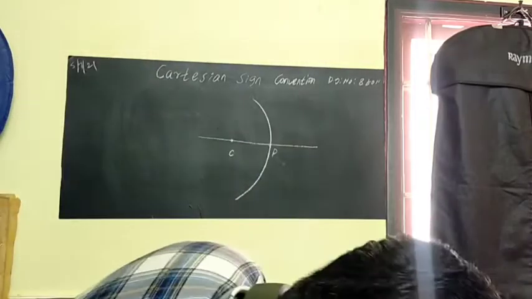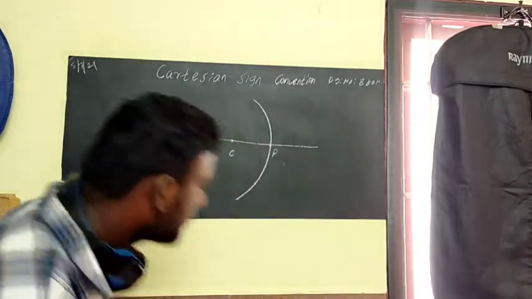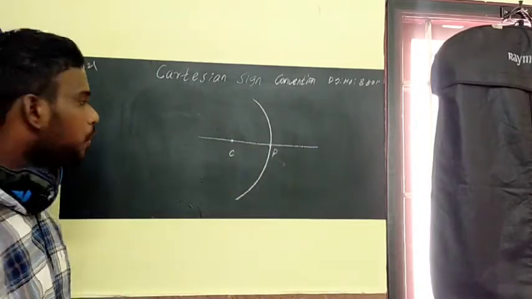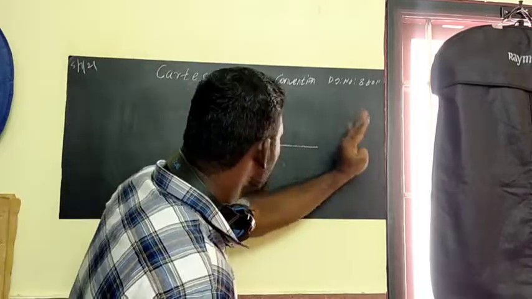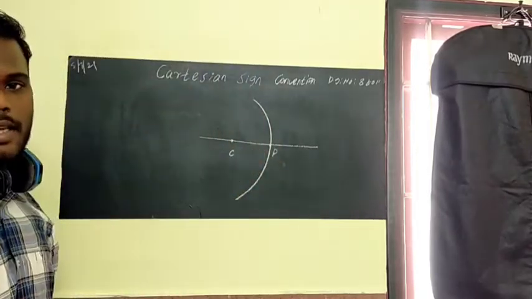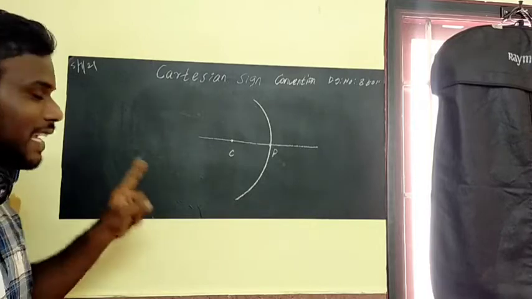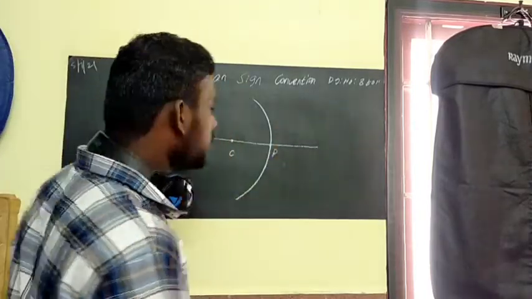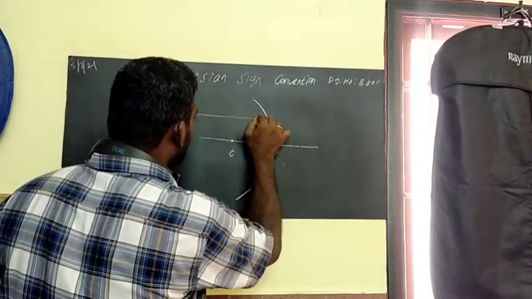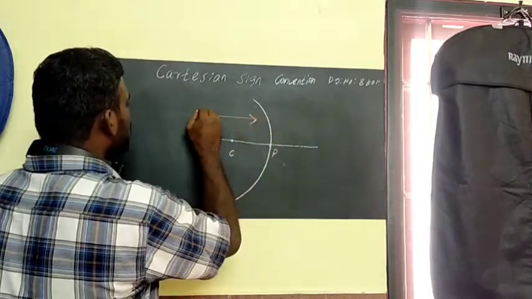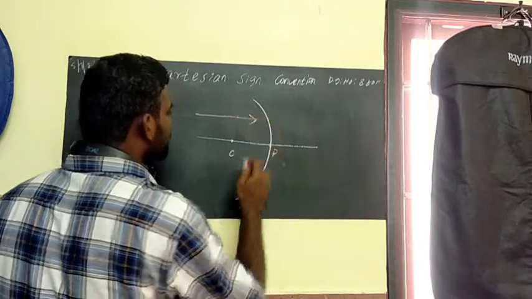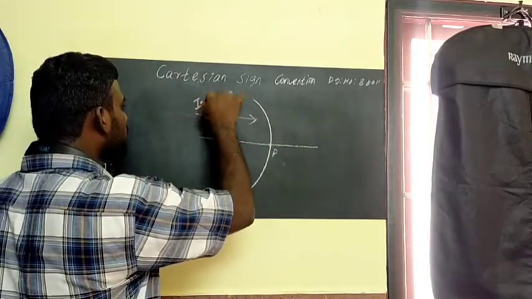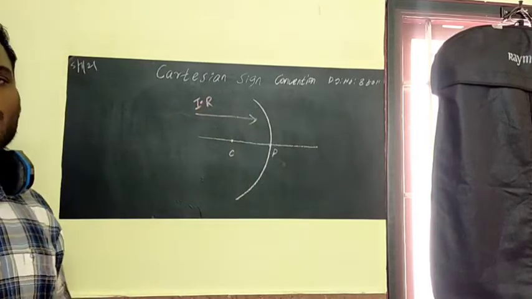According to the Cartesian sign convention, the first point: we choose the incident ray moving from left to right of the mirror. Please understand this, we are taking the incident ray moving from left to right of the mirror. Is that clear? This is the direction of the incident ray. I can write it: it is the incident ray.